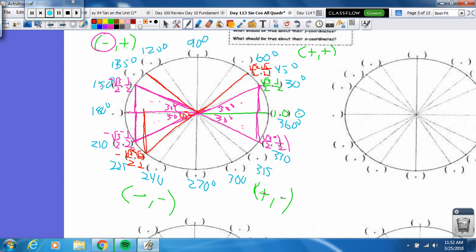Cool. Where else do I see a 45-degree reference angle? Oh, up here. Anything that ends in a 5, right? You're probably seeing that. So 135 is going to be radical 2 over 2, radical 2 over 2, but the x is going to be negative because we're in quadrant 2. Oh, last one, right? This right here, 315 is radical 2 over 2, comma, negative radical 2 over 2. Bam.